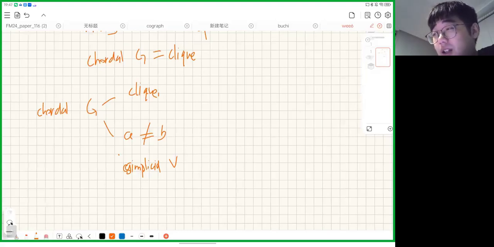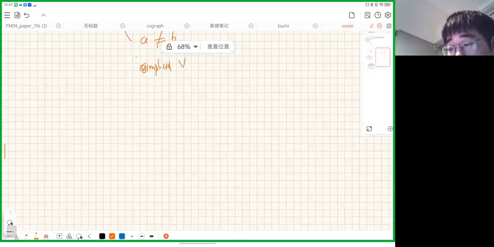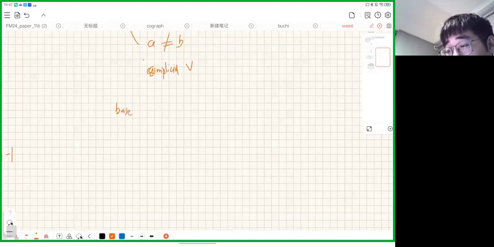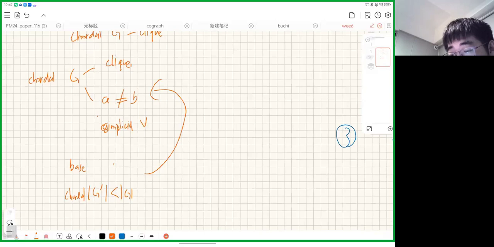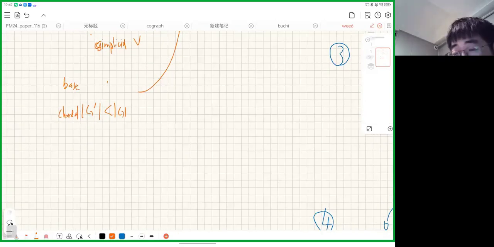So how can we do this? We can do this with induction. First the base case: consider a graph with only one vertex. It's a clique, right? This is our base case. Then our induction hypothesis is that for all chordal graphs G prime smaller than G, chordal G prime follows these two rules. So let's try to do the induction.